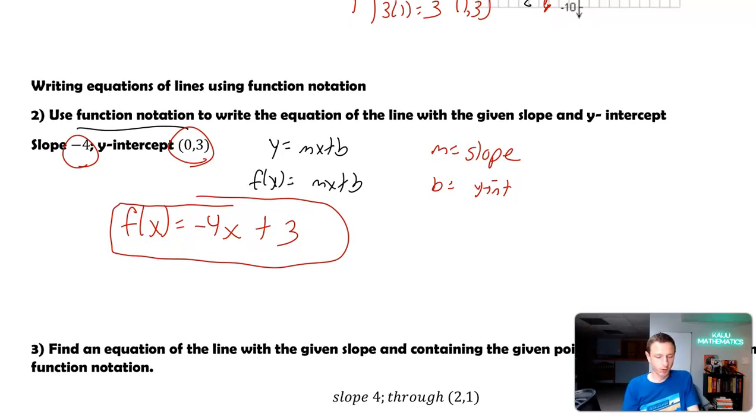And that one's pretty straightforward because we don't have to really calculate a whole lot. We're given the slope, we're given the y-intercept point blank, so we don't have to figure out anything. We just plug it into that function notation for slope-intercept form. y equals mx plus b, so f of x equals mx plus b.